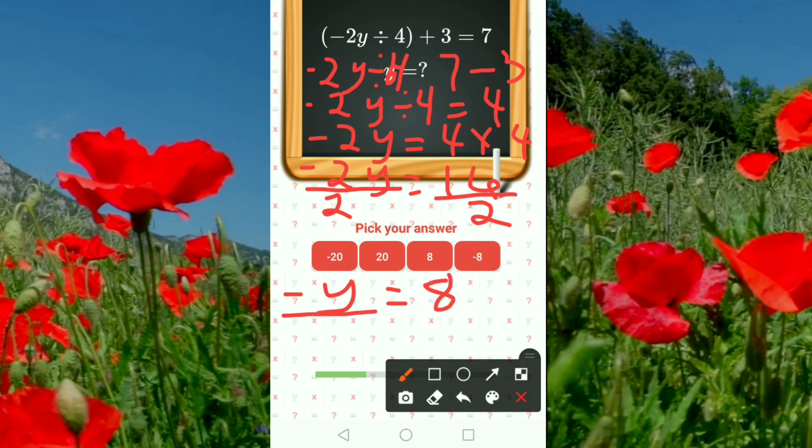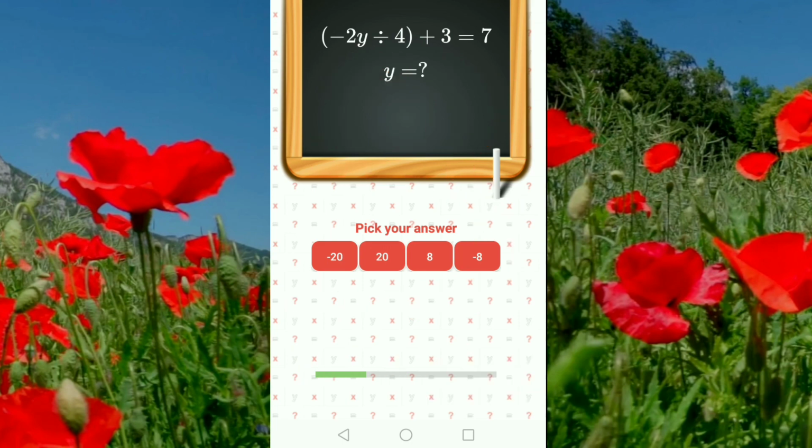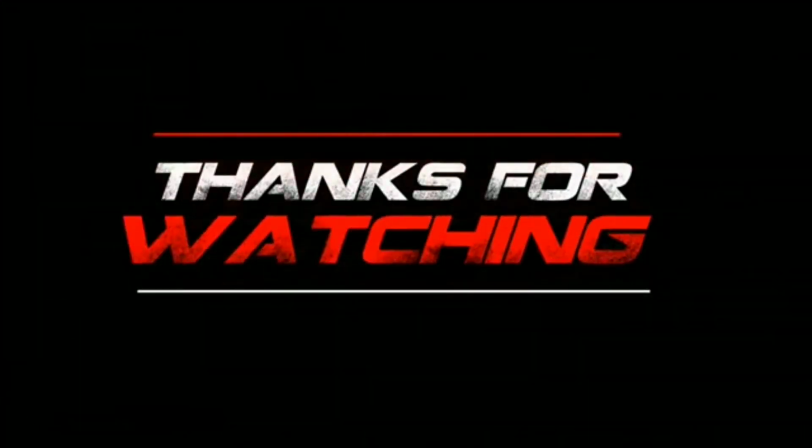Then we divide by negative 1 on both sides. So our answer is y equals 8 divided by negative 1 equals negative 8. So our answer is negative 8. Yeah!